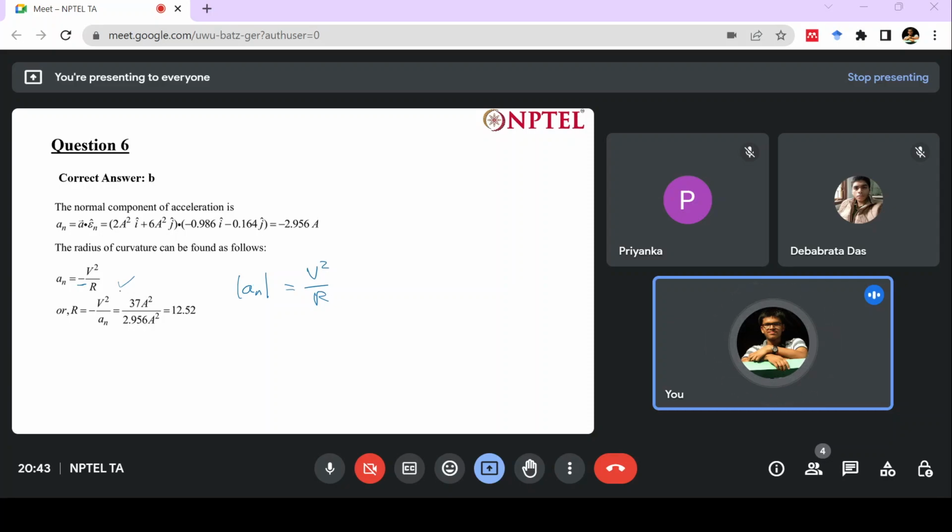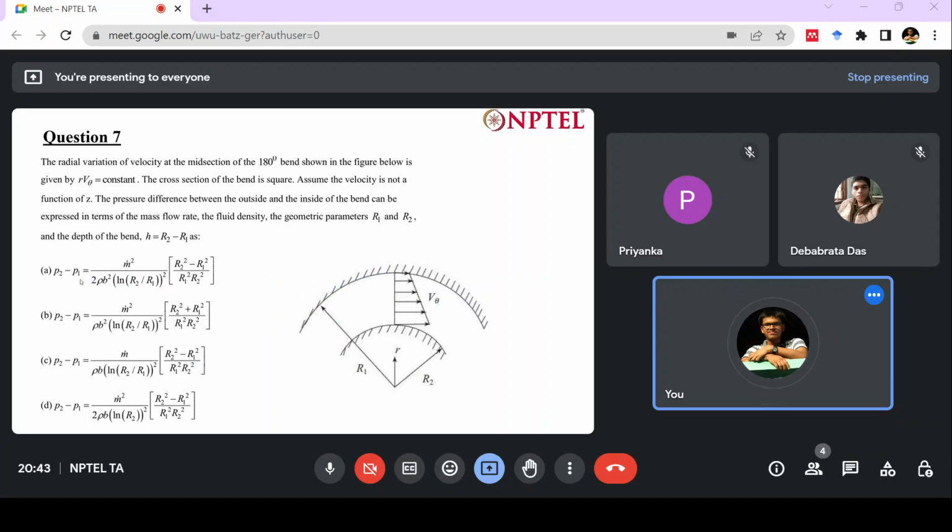So you don't have to worry about the negative sign. Okay. So we have one more question. Here the figure is also given to help you out with what is happening.